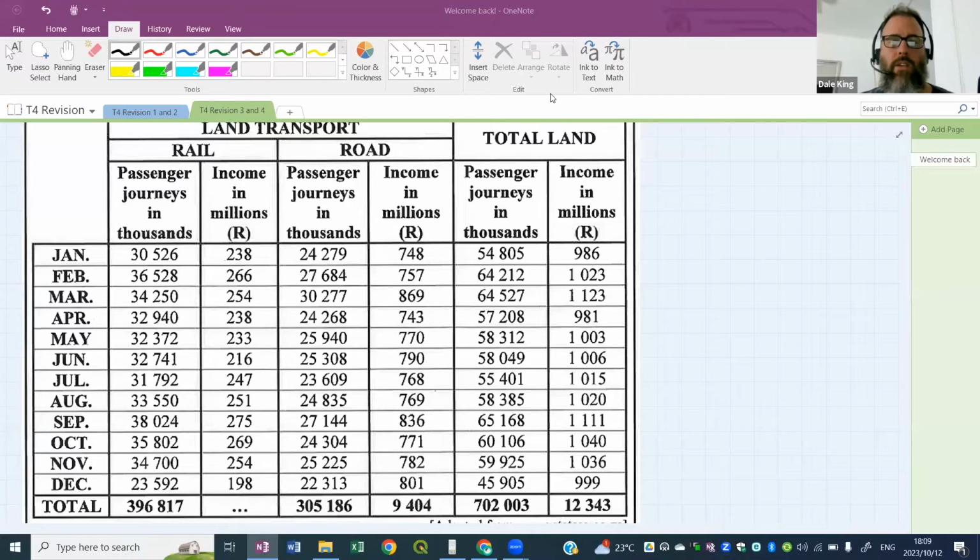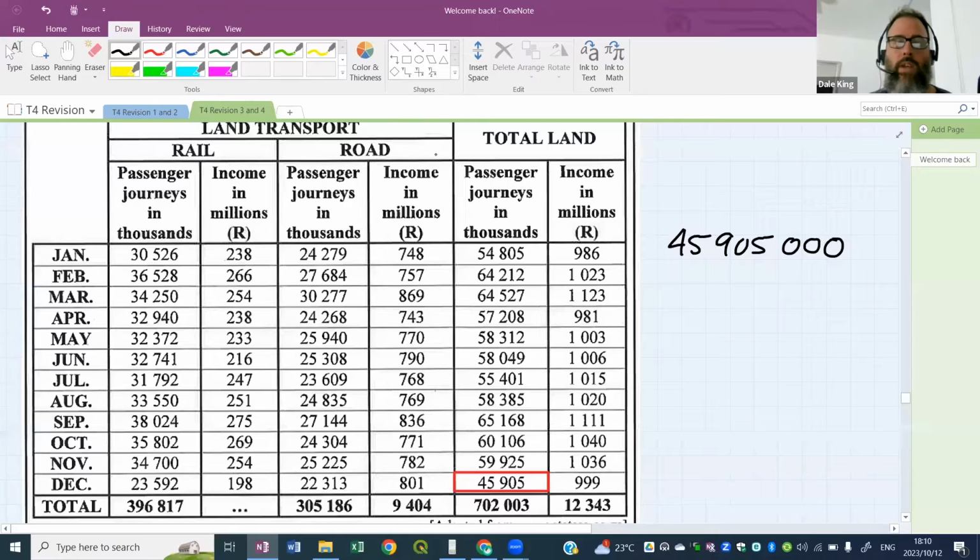Okay, yes. So you guys are seeing the right number. It's this one down here. All right. The total for December, not rail or road. It's the total. There it is there. So we have to write 4, 5, 905,000 at the end, because these numbers are in thousands. So you have to write 000 at the end.